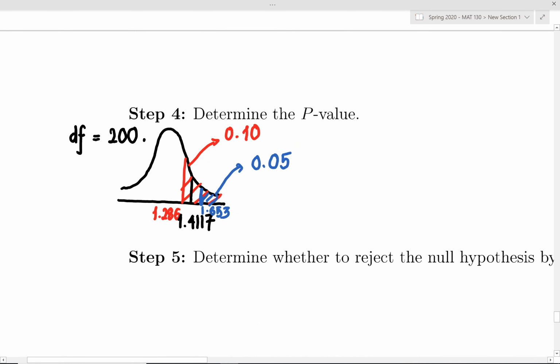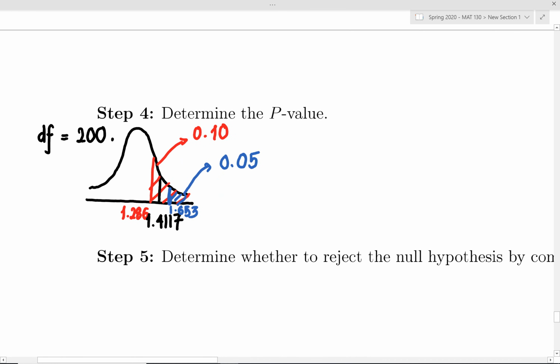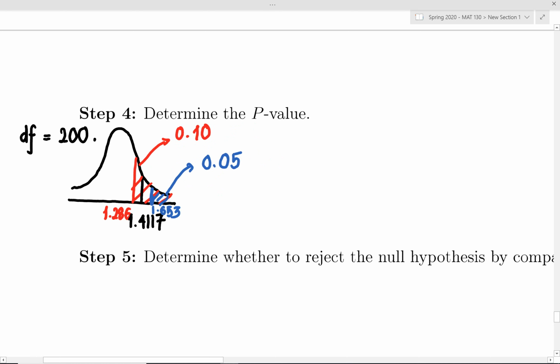Remember, a limited table means we're only going to be able to approximate our p-value. Based on this, the area to the right of 1.286 is 0.10. What is the upper bound? What is the largest the area to the right of 1.4117 can be? Well, the area to the right of 1.4117 has to be less than 0.10, because that number is to the right of 1.286. Similarly, since the area to the right of 1.653 is 0.05, the area to the right of 1.4117 has to be bigger than 0.05.